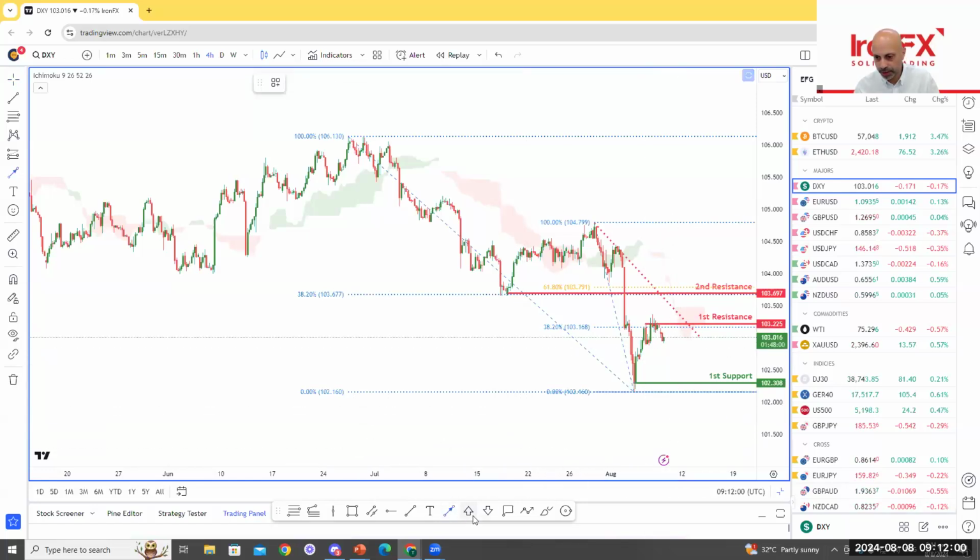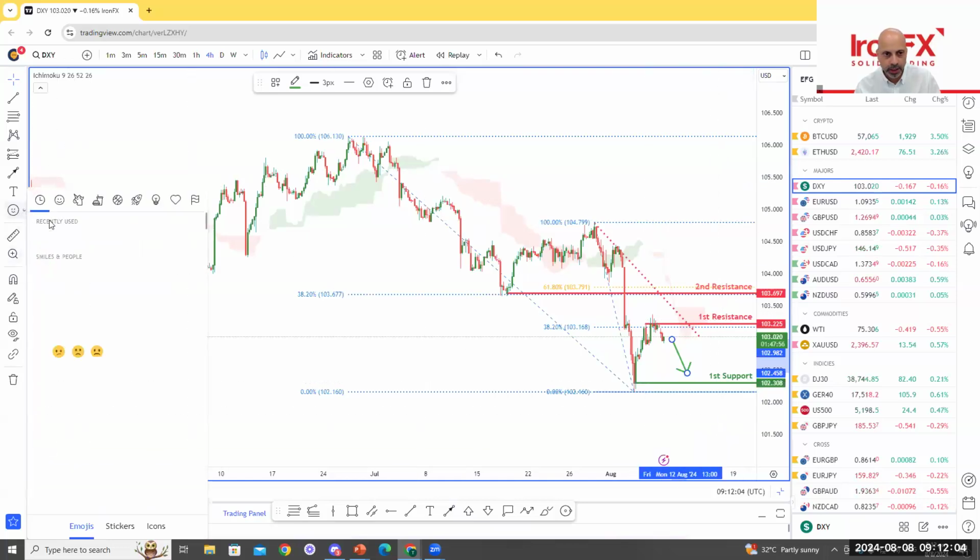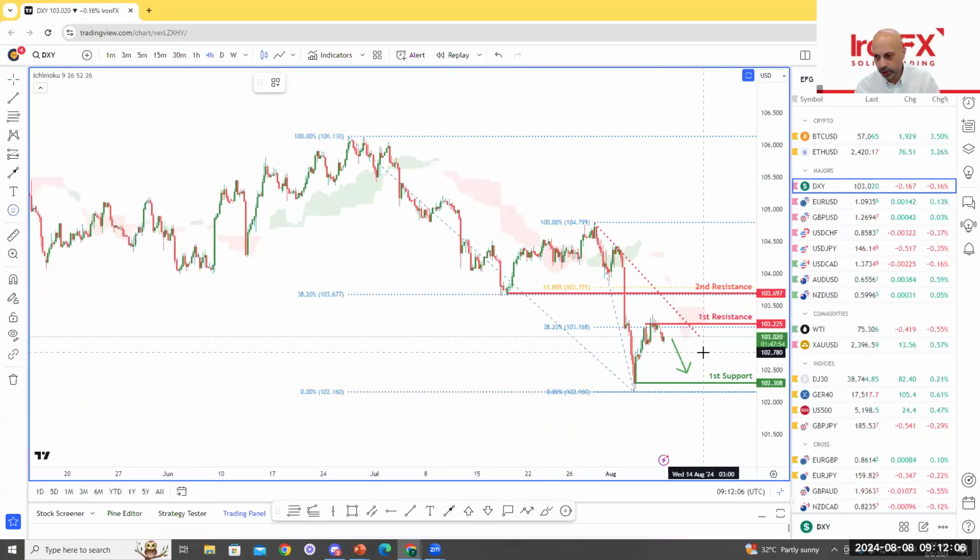So that's the purpose of the first support. Right, the first support here at 102.30 is a potential take profit zone for the short dollar index trade, should we see unemployment claims come in higher than expected. So take note of that.